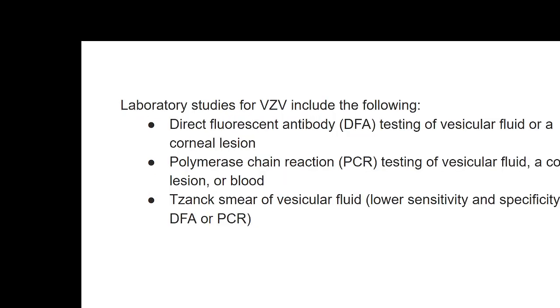Now, to confirm the herpes zoster infection, when the patient comes to you in the vesicular phase, the eruptive phase, there is not much difficulty in the diagnosis. It's very evident. But still, if you have to confirm it, the investigations available are the direct fluorescent antibody test of vesicular fluid, or PCR, polymerase chain reaction test, or Tzanck smear of vesicular fluid.